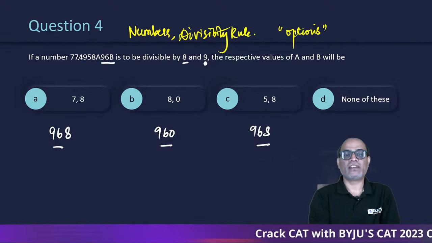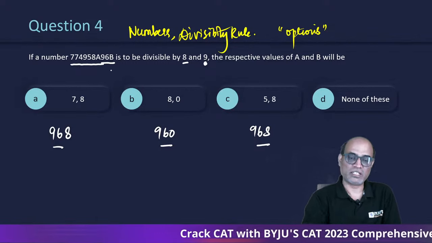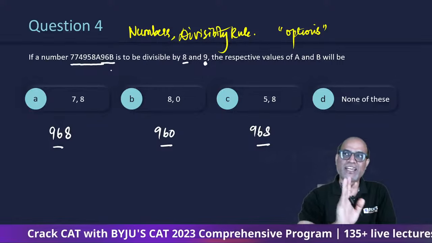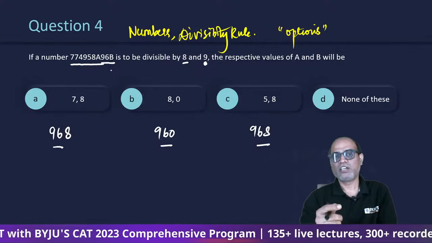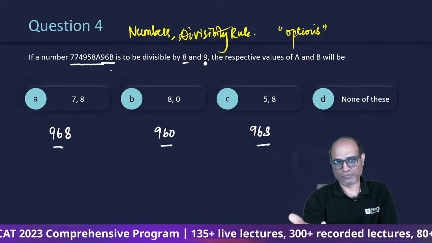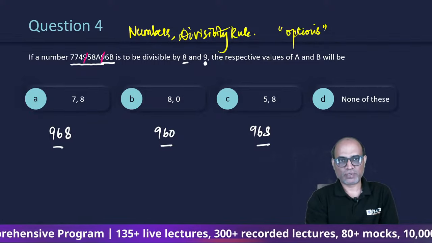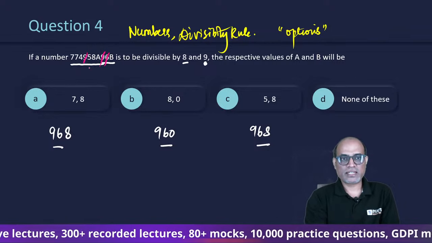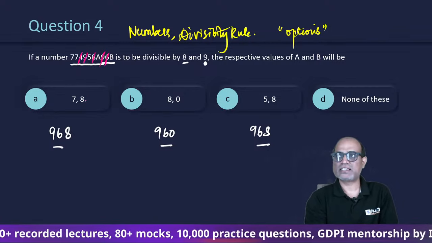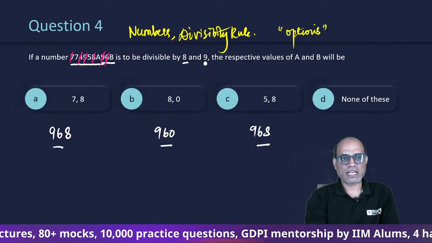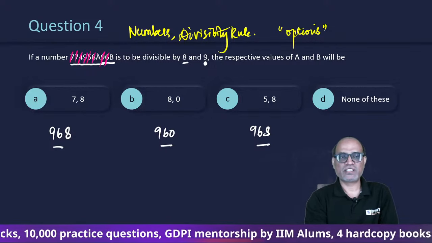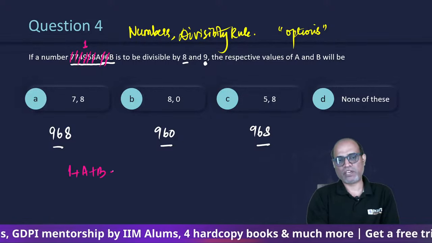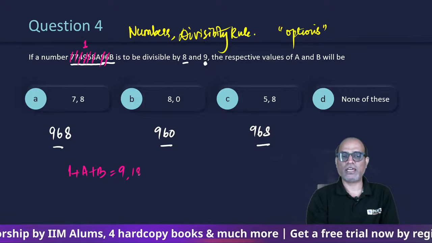Let's check out 9. For 9, we would need the sum of the digits. Now, we will not add all the digits. We will first of all get rid of the digits which give 9 or add up to give you 9. जैसे ये 9 हटा दो आप, ये 9 हटा दो. 6 plus 4 plus 8, this is 18, ये भी हटा दो. 7 plus 7, 14, 14 plus 5 is 19, 18 हट गया 1. So we get 1 plus A plus B should be 9 or 18 and so on.